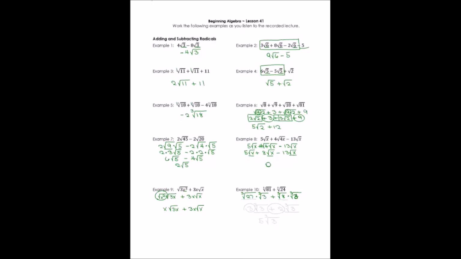All right, can I simplify? Well, the cube root of 27 can be simplified. It is 3, so I've got 3 times the cube root of 3 plus the cube root of 8 can be simplified. That's 2. 2 times the cube root of 3. Now I have like terms. These are both the cube root of 3's. So I can do math and add the coefficients. I say 3 plus 2 will give me 5 times the cube root of 3.